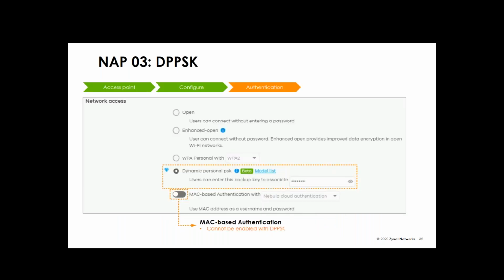Oops, next slide. The way you configure this is within the access point configuration authentication screen, and if you've got an access point that meets the supported model list, which you can obtain by clicking on the blue model list link there, you then get up the screen to allow you to create the dynamic keys. MAC-based authentication cannot be used with this, so you won't be able to use that. And obviously, there's a backup key to associate if required, although you can enter that, but you don't have to give it out to anybody.